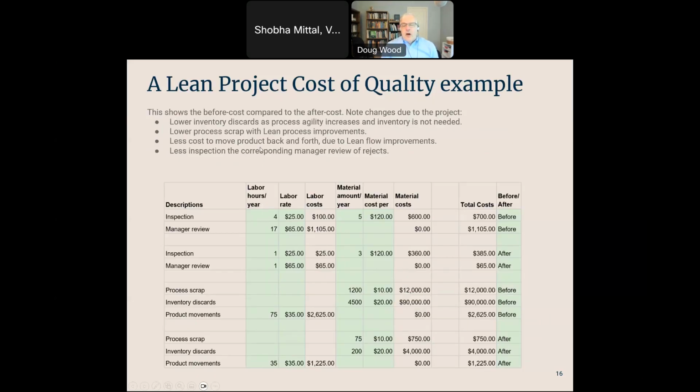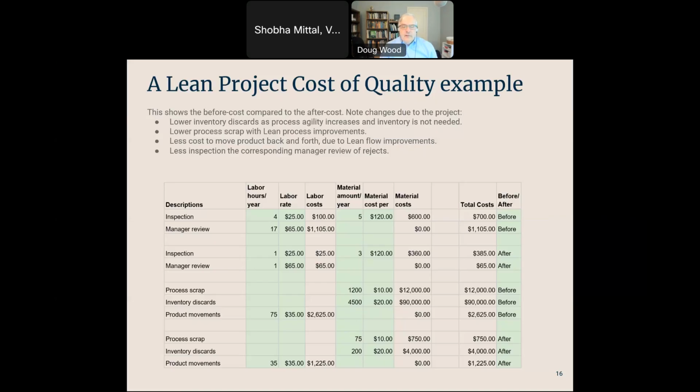Okay, so here's the before cost. Notice we've added another column over to the right: before or after. So we add up all these costs, all these various items: product movements and process scrap and inventory discards, inspection, and so forth. So this is just from the other one. Again, I want you to note here that we haven't sorted these yet. We've just listed them as before or after.